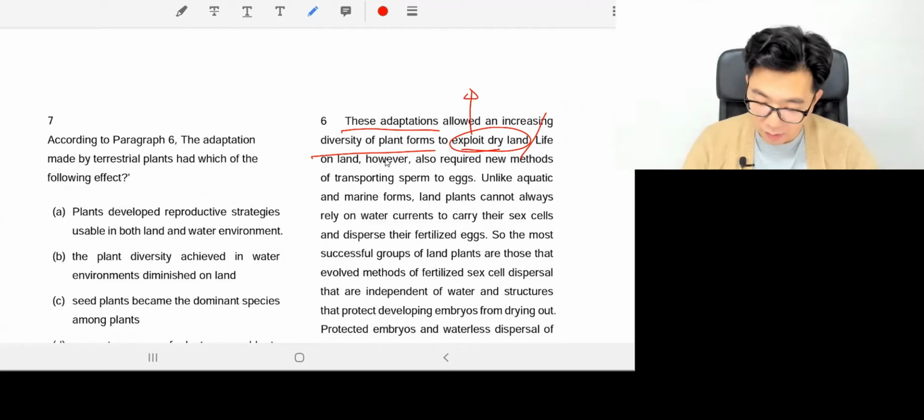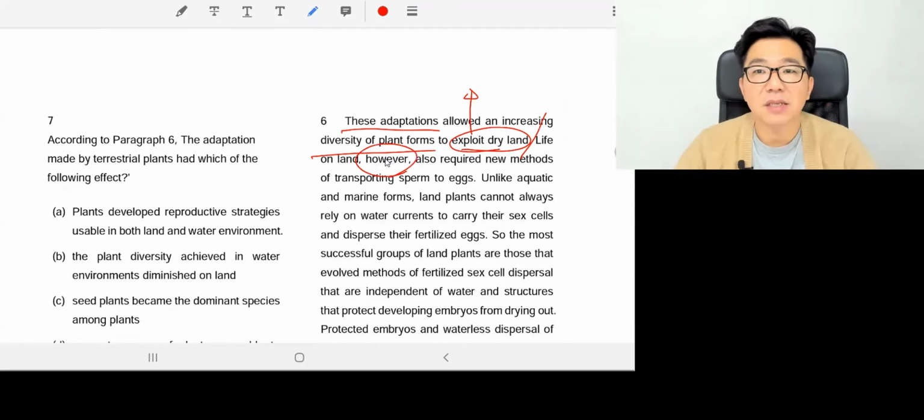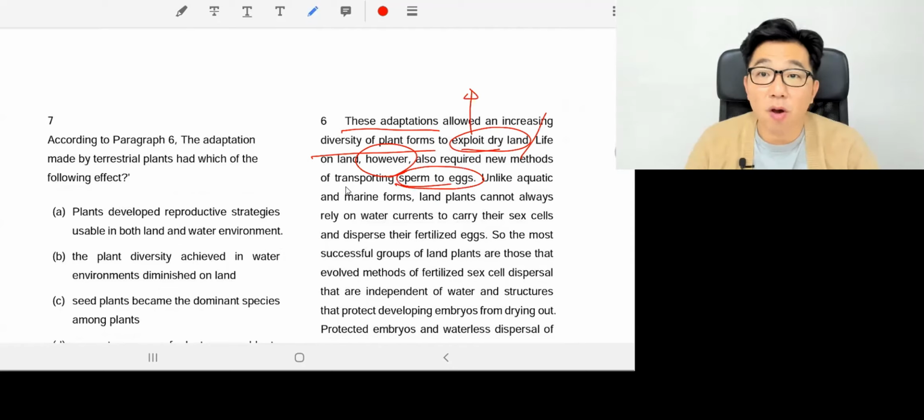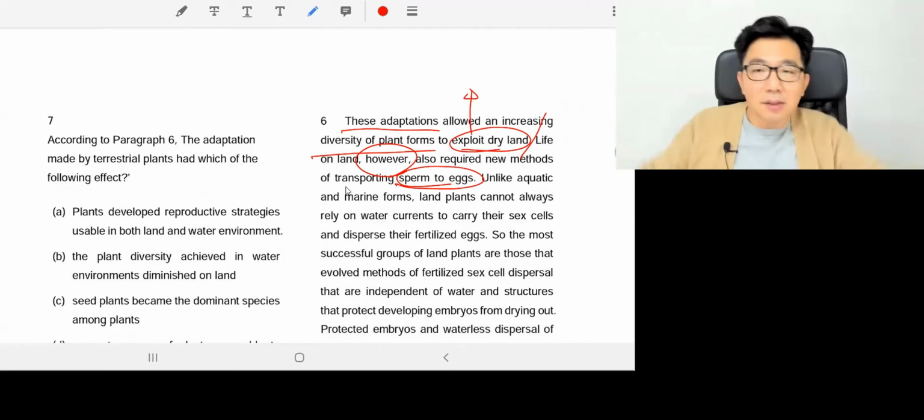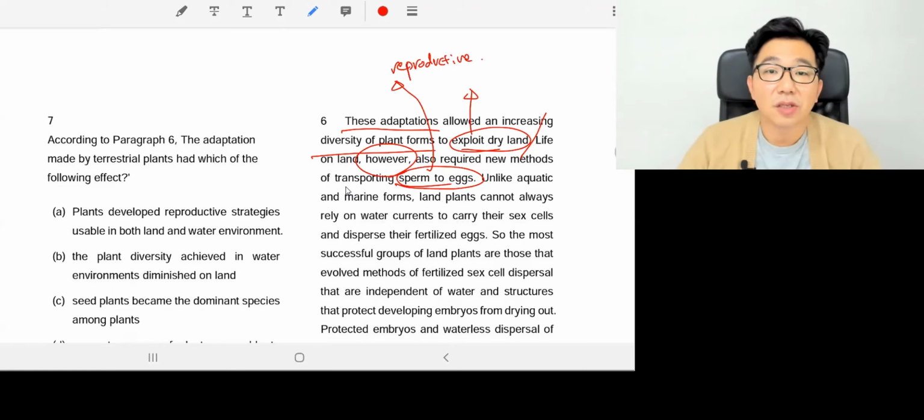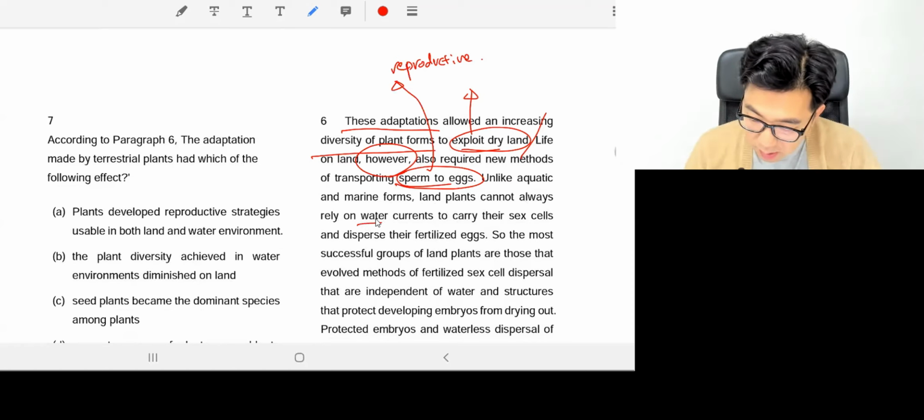Life on land, however, something tough, something negative, also required a new method of transporting sperm to eggs than living in fresh water as algae. Reproduction. Unlike aquatic and marine forms, land plants cannot always rely on water currents to carry their sex cells and disperse their fertilized eggs.